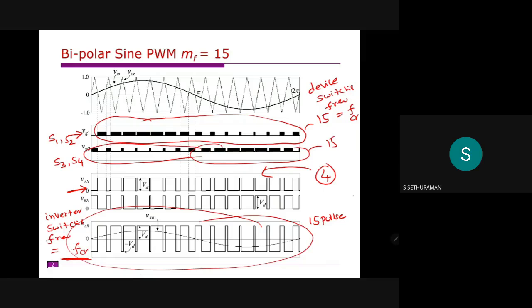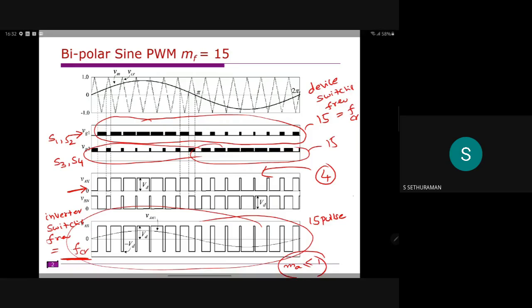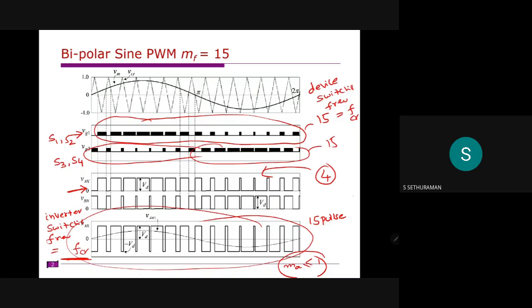So this is also equal to the carrier frequency, provided the modulation index MA is less than or equal to 1. Okay, we'll discuss why it is like this.